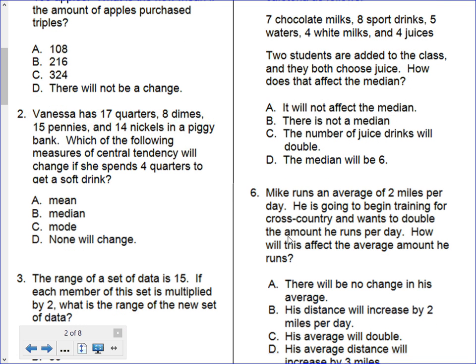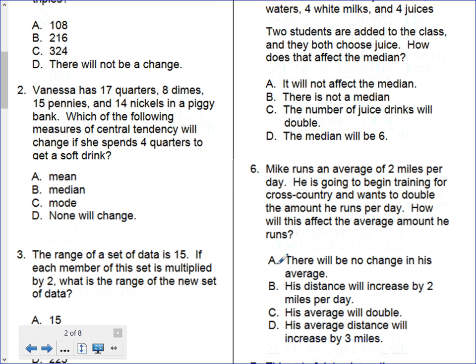The other key is this. If you change the data, that changes the mean, the median, and the mode. So all of these problems change something, so what changes?